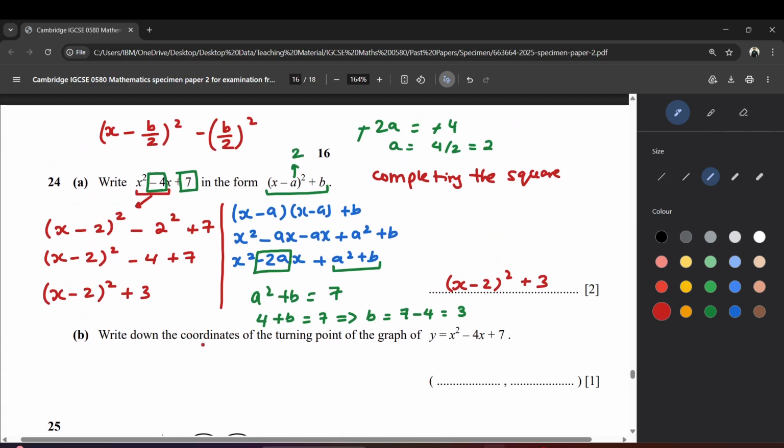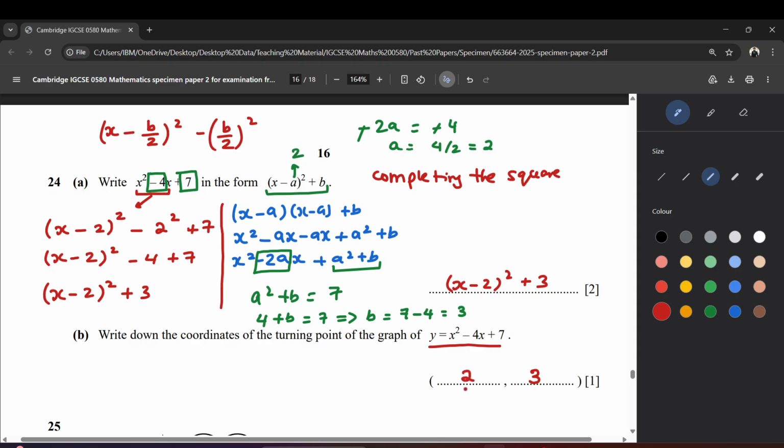Part B is write down the coordinates of the turning point of the graph of y equals x squared minus 4x plus 7. Now, once you have expressed your expression in this completed square form, then this value will be the y coordinate of the turning point. Whereas this x minus 2, so this minus 2, you do the opposite of minus 2, which is positive 2.